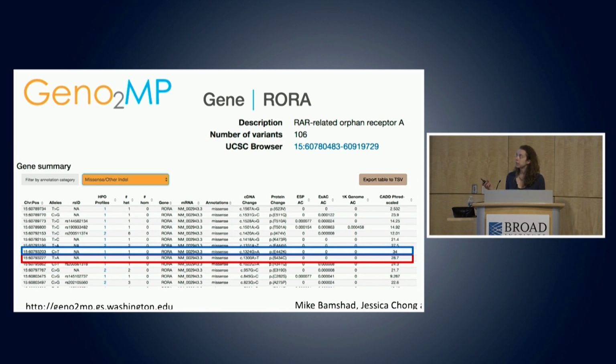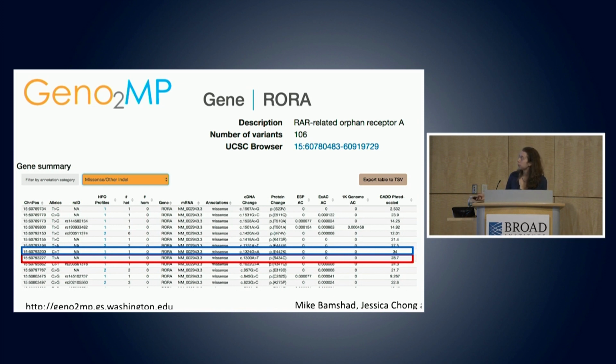There's another place you can go to, Genome2MP, which is the Center for Mendelian Genomic Data. We don't have ours in there yet. We're in the process of putting it in. So right now it's from University of Washington, and that's led by Mike Bamshad and Jessica Chong and Debbie Nickerson. This is the site here. It looks like it's got all your variants, and then it's got the number of HPO or phenotype profiles associated with each variant.